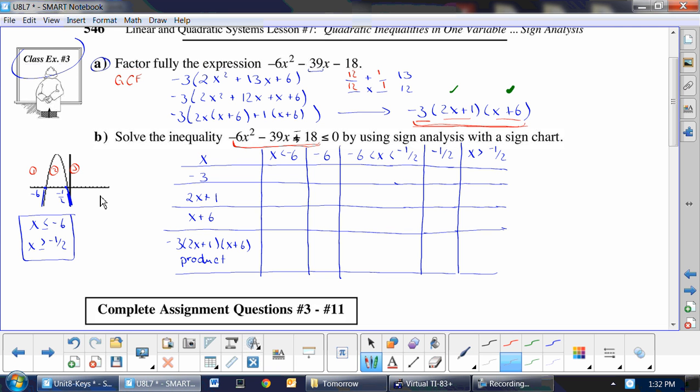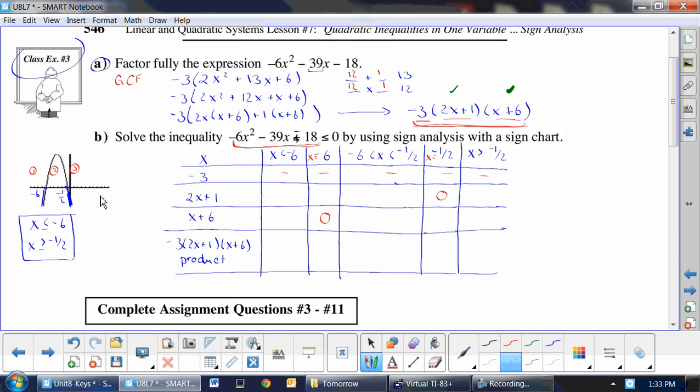Okay? So there's some things we can fill out right away. For example, we know that at our x-intercepts, -6 is going to make x plus 6 equal to 0. And we can make this one a 0 as well, because we know -1/2 multiplied by 2 plus 1 will give us 0. We also know that for our -3, we're not actually multiplying it by any x's, so all of these are going to be negative.